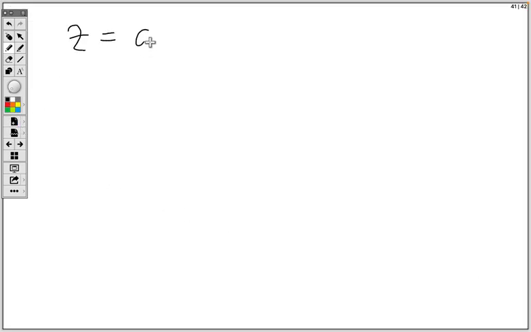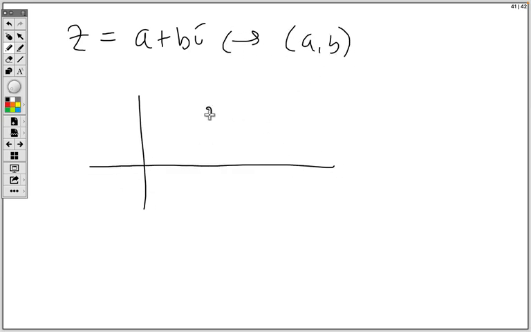So in general, z equals a plus bi is going to correspond to a point in the plane, (a, b). And this is sometimes called the rectangular form of the complex number. So these are the real numbers and that's the imaginary numbers. Now we know from section 13.1 that I could come up with a polar representation of this point.